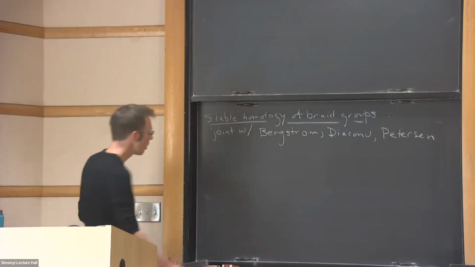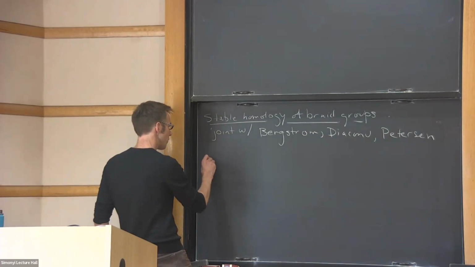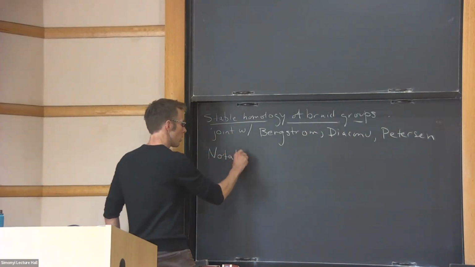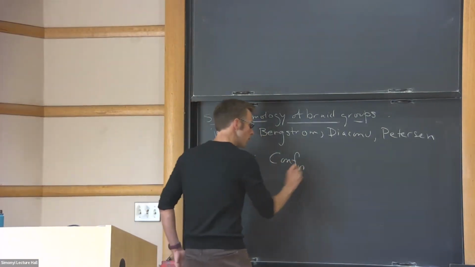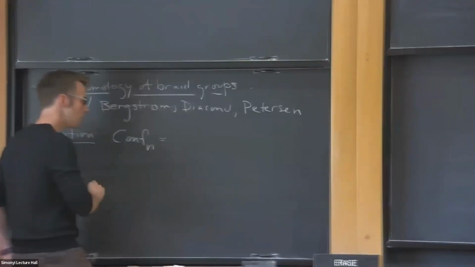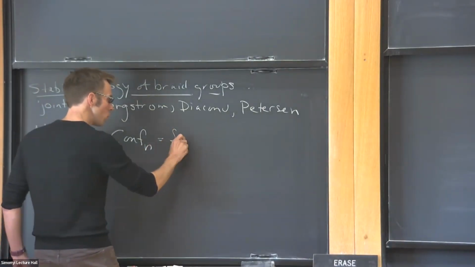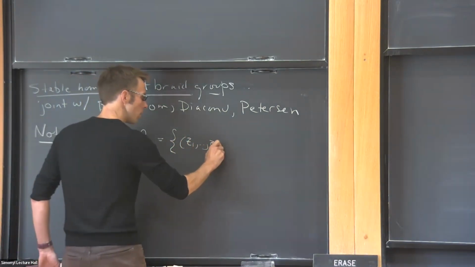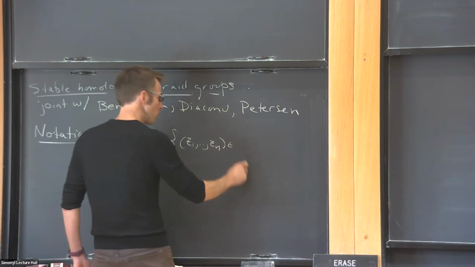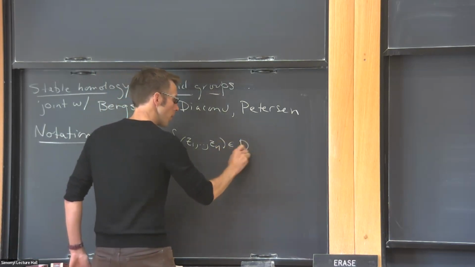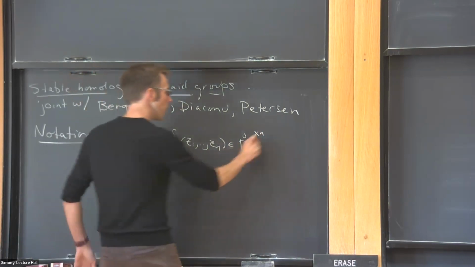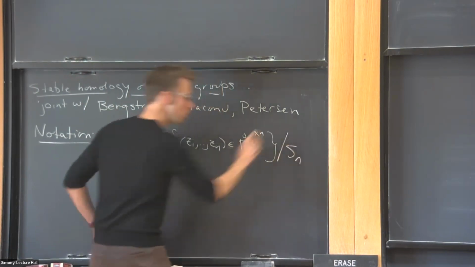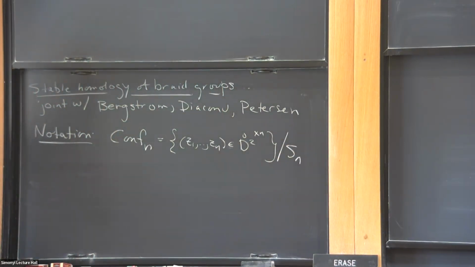Let me start with my object. I'm going to use the same notation that Jordan was using yesterday. Conf_n is going to be the set of n-tuples z_1 through z_n of points in the open unit disk, modded out by the action of the symmetric group, so these are unordered configurations of n points in the unit disk.